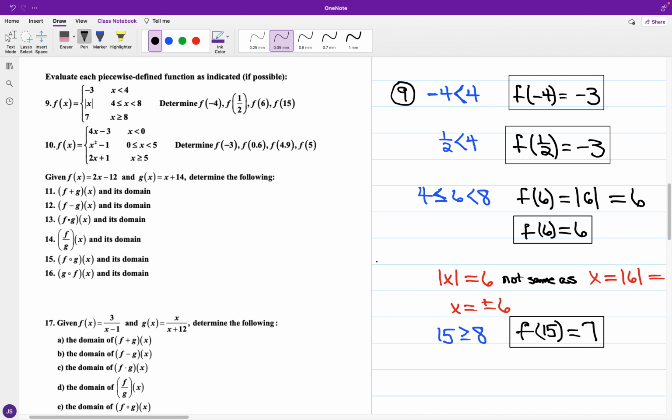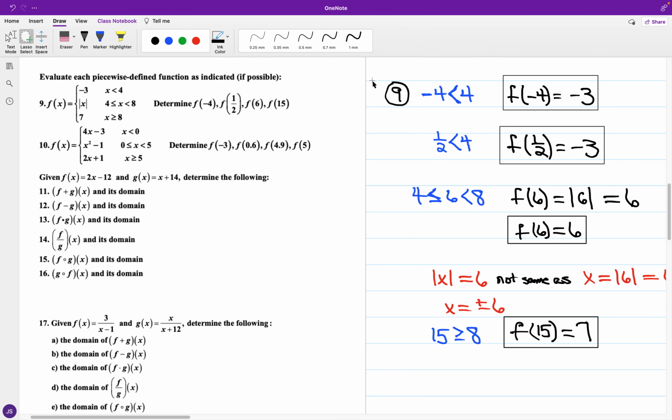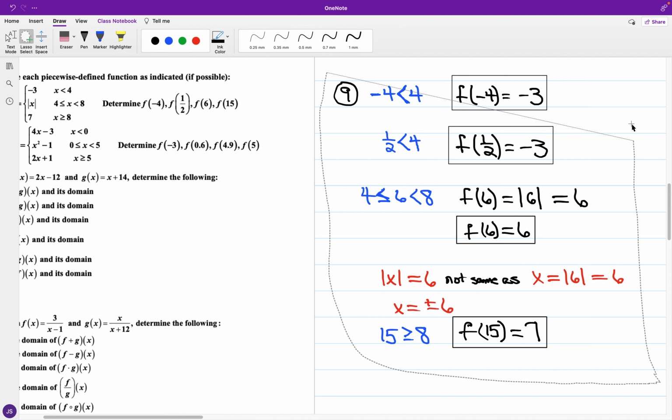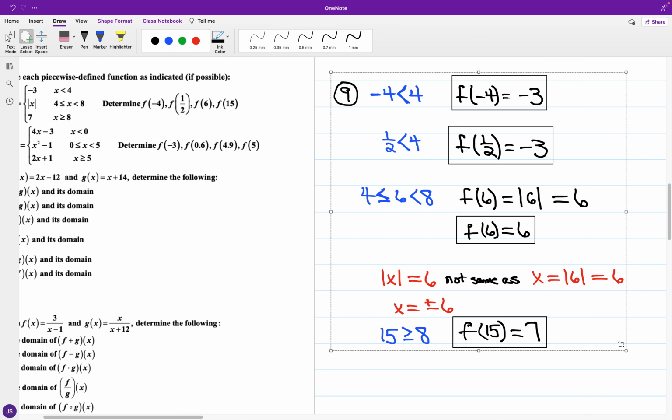Okay, with number 10, we have f of x is equal to 4x minus 3 for values of x less than 0. And we have f of x is equal to x squared minus 1 for values of x such that 0 is less than or equal to x is less than 5. And we have that f of x is equal to 2x plus 1 for those values of x greater than or equal to 5. So for this setup, I'm going to kind of minimize what we have here.